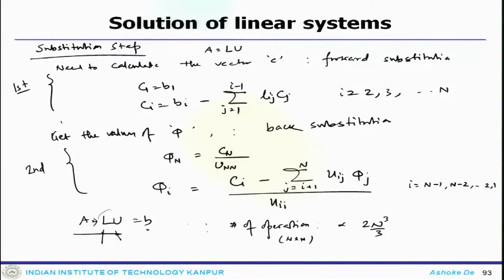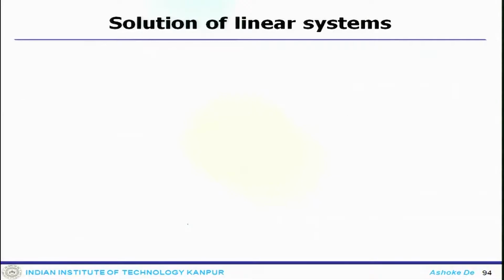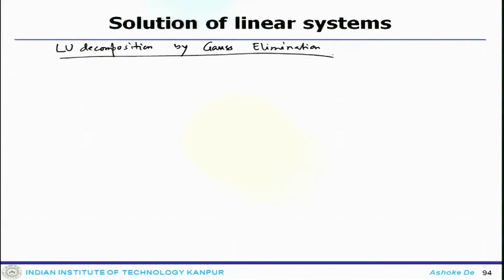Now, one can obtain this LU factorization through the Gauss elimination process. So, LU decomposition by Gauss elimination is another way of obtaining it, and this can sometimes also be used in some CFD codes.